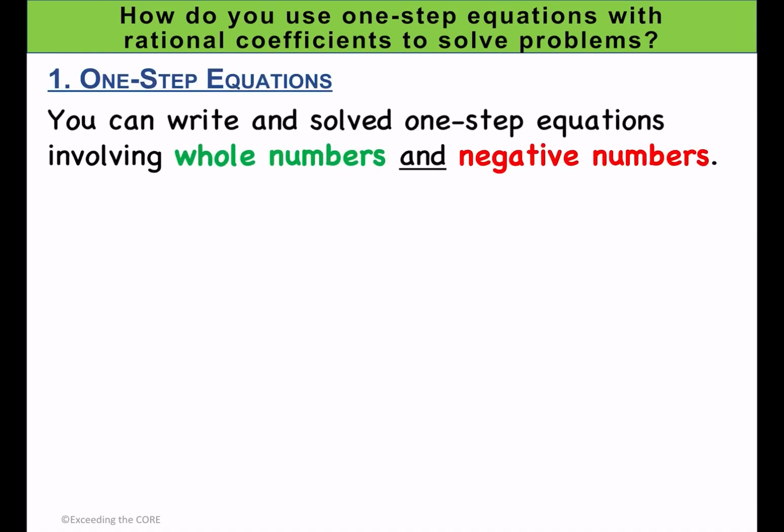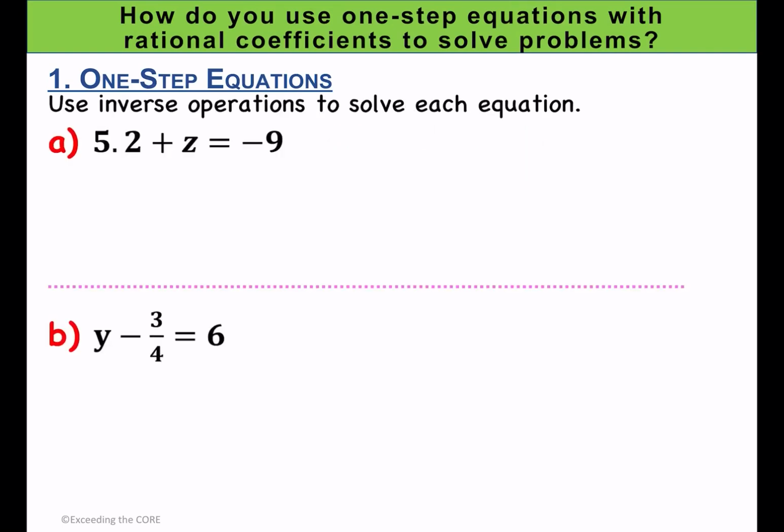So first of all, how do you use one-step equations with rational coefficients to solve problems? So number one, one-step equations. You can write and solve one-step equations involving whole numbers and negative numbers. So let's look at some examples. Use inverse operations to solve each equation. So remember, inverse is the opposite. In this one, remember, we want to isolate our variable. So we have z that we want to isolate.